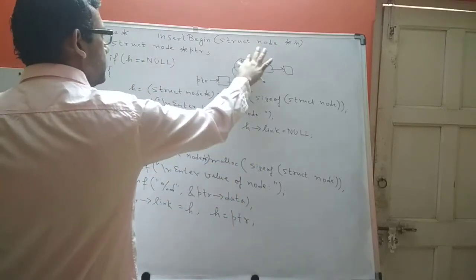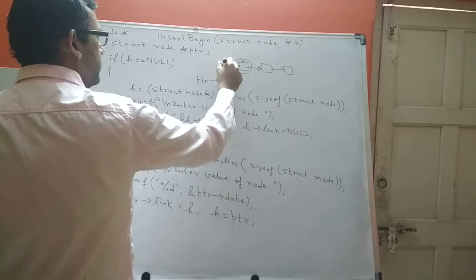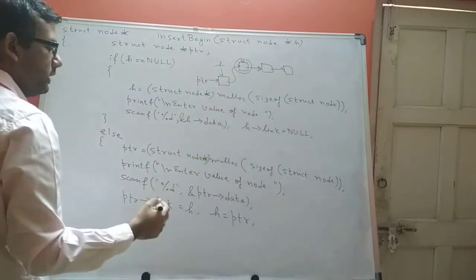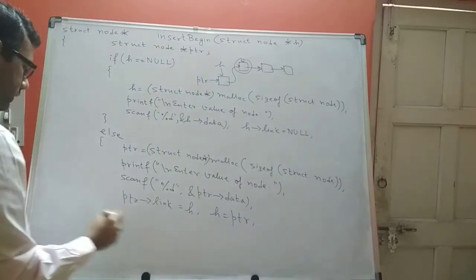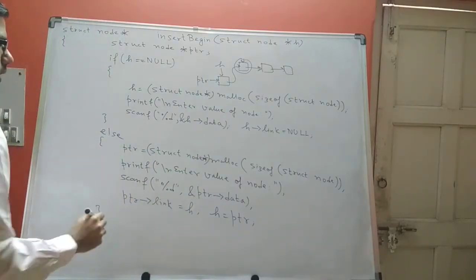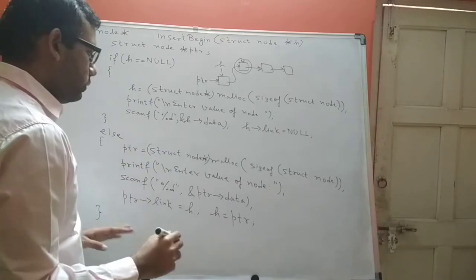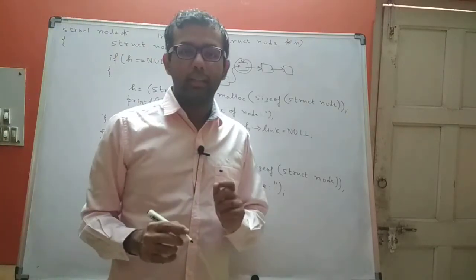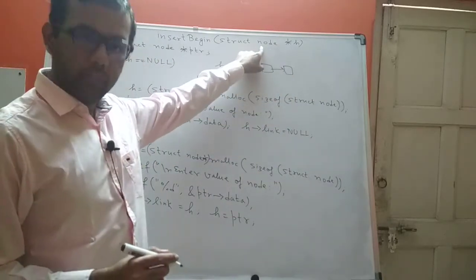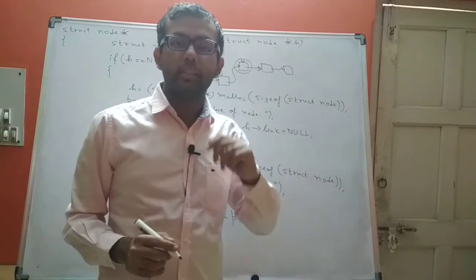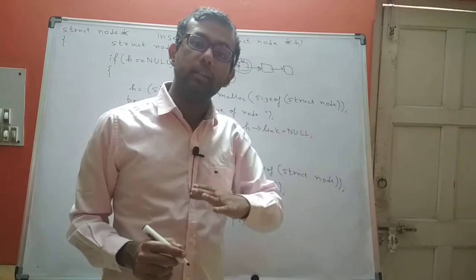Now H will no longer point to this node, instead it will point to this node because this is the newly created node which is also the first node of my linked list. Now after doing all this, what I need to do is ensure that the changes that I've made on the linked list that was passed to this function are reflected back in the main method.